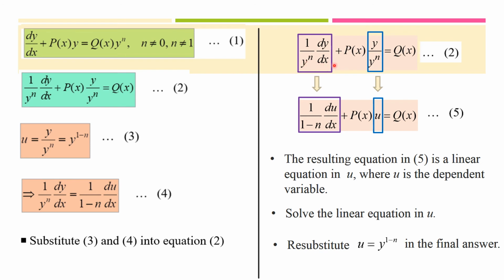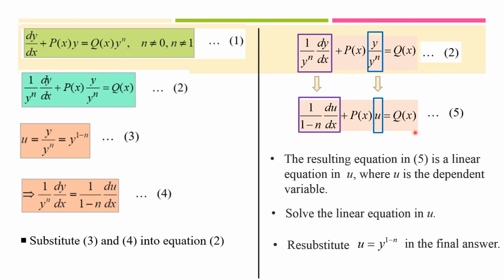So this is equation number 2: (1/y^n) dy/dx + p(x) y/y^n = q(x). Since we are substituting 3 and 4 into equation number 2, the new equation will be as follows. (1/y^n) dy/dx will be replaced by 1/(1-n) du/dx, and y over y^n will be replaced by u. So the new equation that we obtain is 1/(1-n) du/dx + p(x)u = q(x), and this equation will be labeled equation number 5.